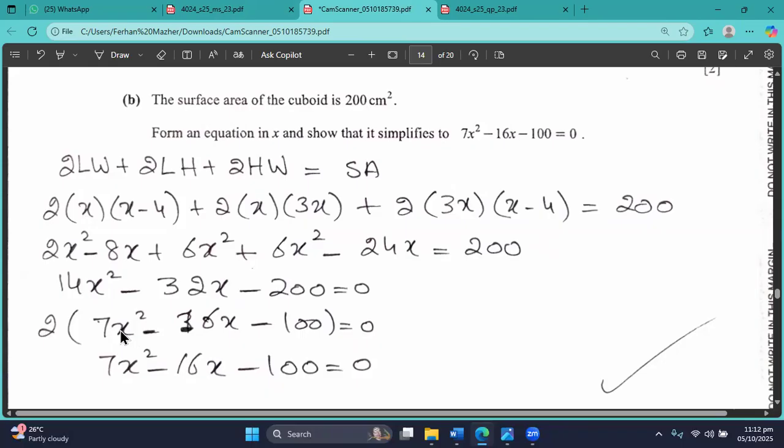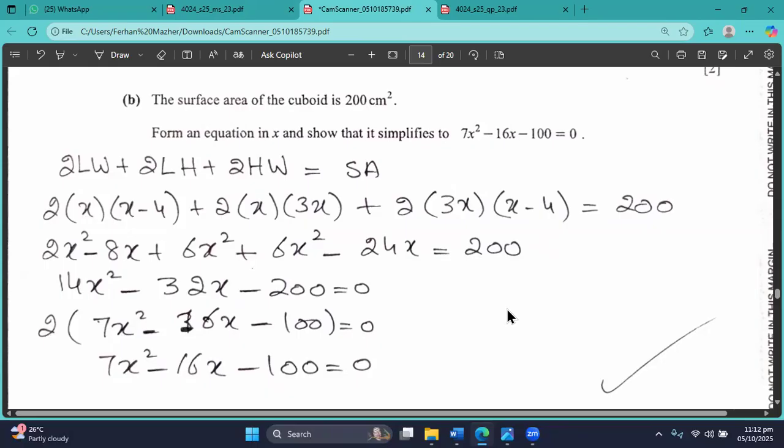So take 2 common. In the bracket you will have 7x square minus 16x minus 100, bracket close, equals 0. This 2 will go to the other side. It will divide the 0, so it will become 0. So 7x square minus 16x minus 100 is equal to 0.